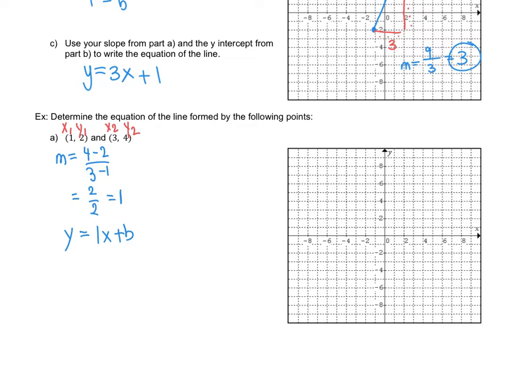Now, pick one of your points. It doesn't matter which one. I'm going to use 1, 2. I'm going to say 1 is x, 2 is y. And now again, pause the video, plug your values in for x and y and isolate for b, put it all together, then come back to the video to check your work.